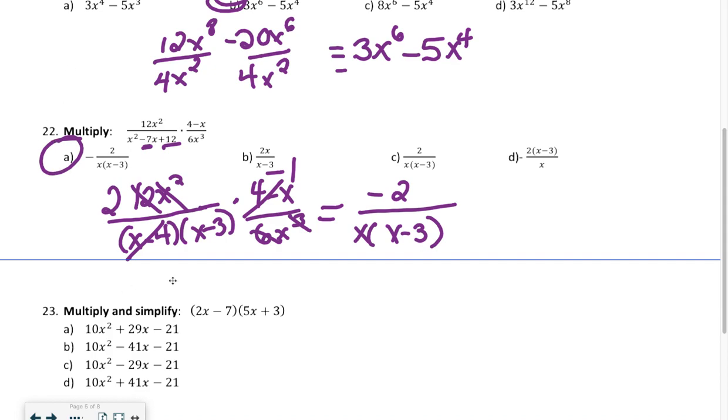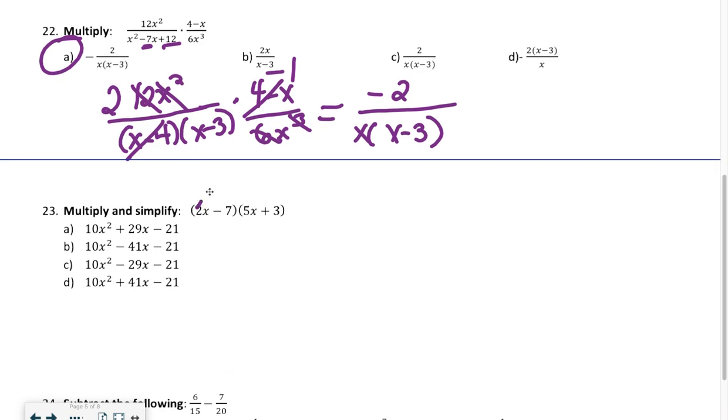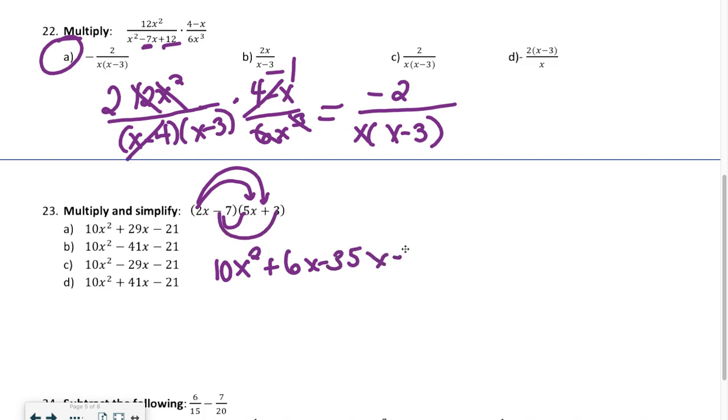Number 23, we are going to use just quick distribution. 2x times 5x is 10x squared. 2x times 3 is 6x. Then we distribute the negative 7, so negative 7 times 5x is negative 35x. Negative 7 times negative 3 is negative 21. Negative 10x squared minus 29x minus 21 when we combine our like terms.